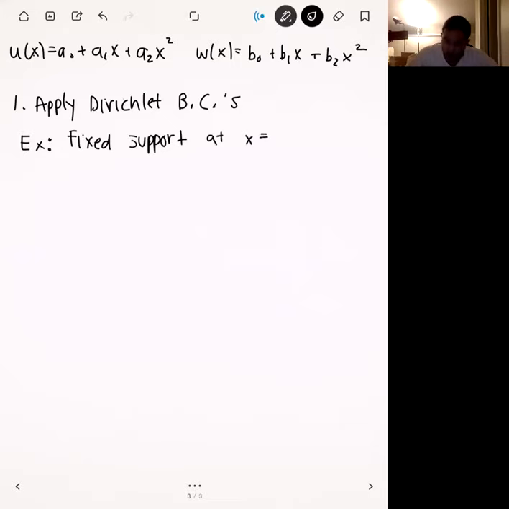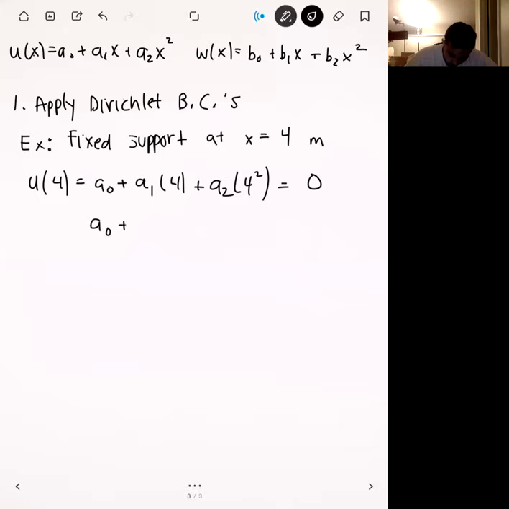Or let me plug in a number for this. So let's say a fixed support at x equal to 4 meters. To apply the Dirichlet boundary condition, all you would do is plug in x equal to 4. So a0 plus a1 times 4, plus a2 times 4 squared. Since this is a fixed support, this has to equal 0. And so we have a0 plus 4a1 plus 16a2 is equal to 0.